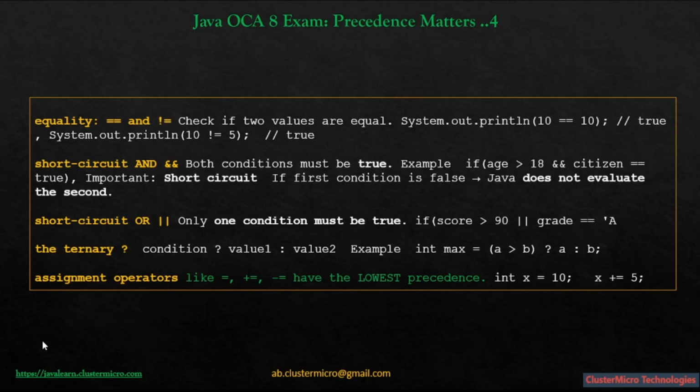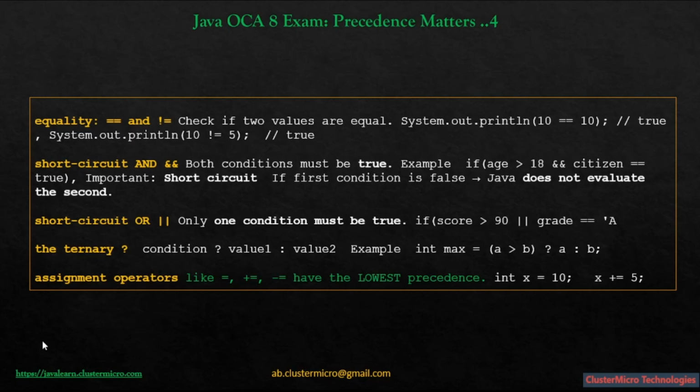Finally comes the assignment operators such as equal to, then plus equals, and then minus equals. These have the lowest precedence. For example, int x equals 10, x plus equals 5 is equivalent to x equals x plus 5, resulting in x equals 15. Assignment is evaluated after other operations are completed.